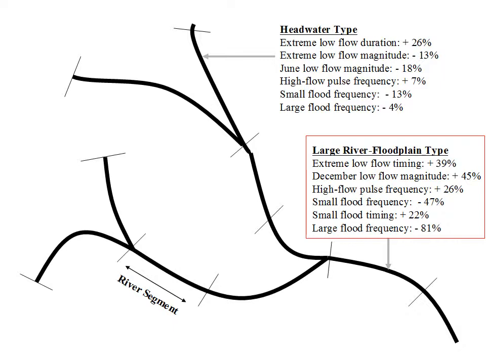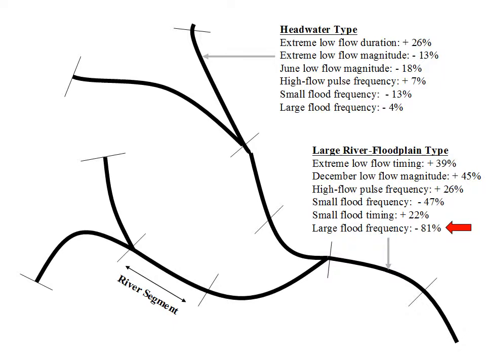And in this case, we can see that the indices that have changed are different in much the same way as they were within the Fraser river system. So it's different indices that have changed and to different degrees. In this case, with a large river floodplain type, one of the more important changes has been in relation to the frequency of large floods.